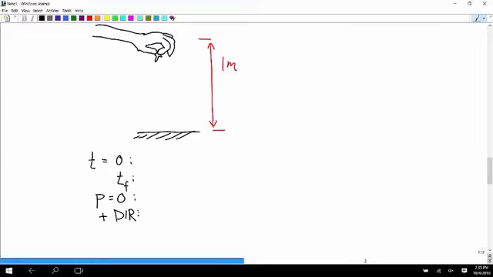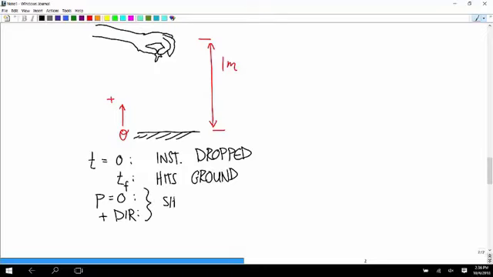What do you want to choose as time equals 0? Yep, so it's dropped. And what about time final? Yep, when it hits the ground. Zero position, you could choose this anywhere, but I think I would always choose the ground and I'd always choose the positive direction up. So that's what I'm going to do. These are shown in the picture.